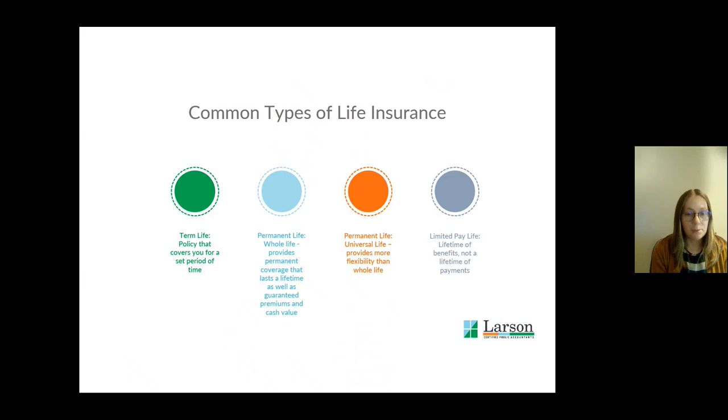Here are common types of life insurance policies. First is term life, a policy that covers you for a set period of time. Usually it's 10, 20, 30 years. And at the end of the period, if you haven't passed away, it does end. If you pass away during it, you get paid out.